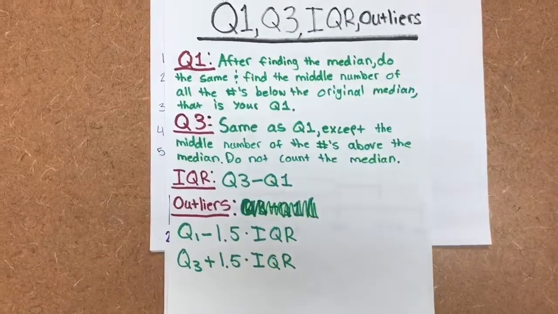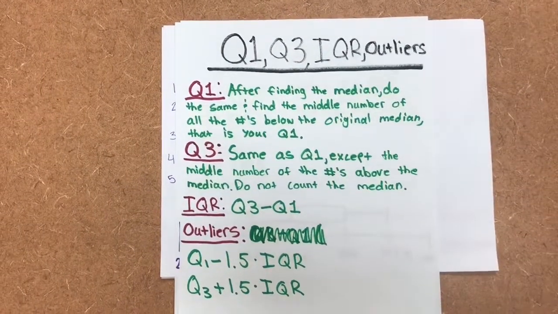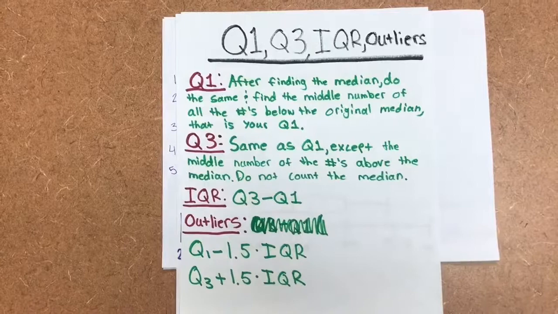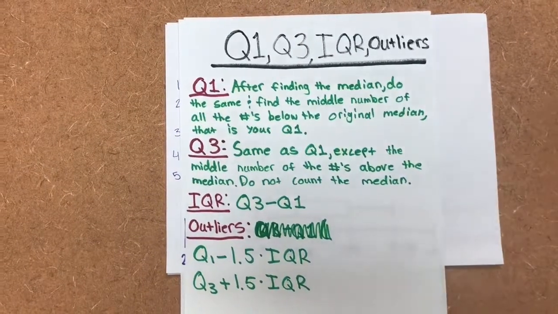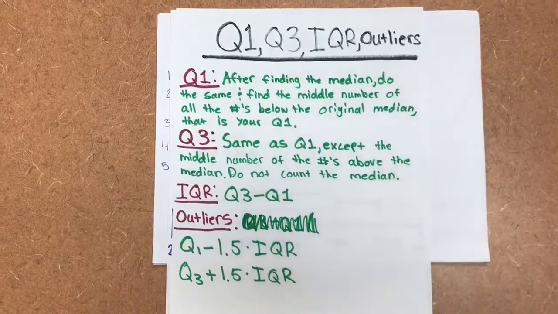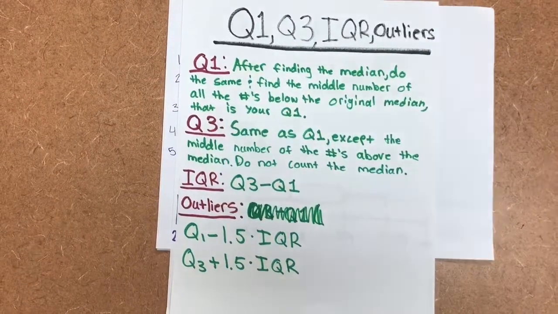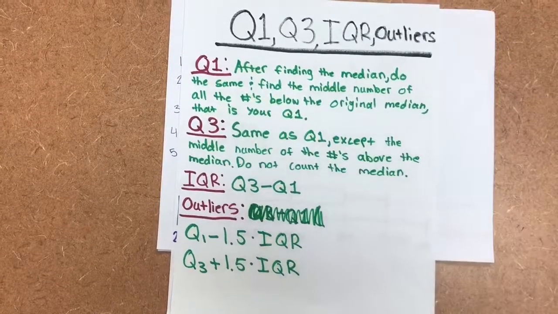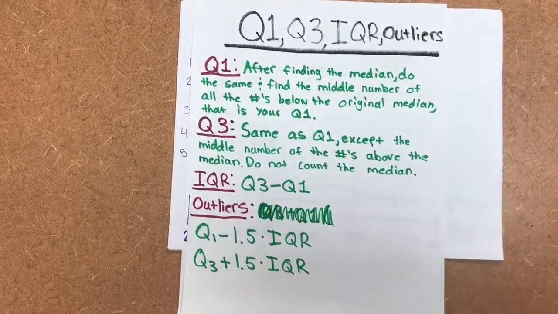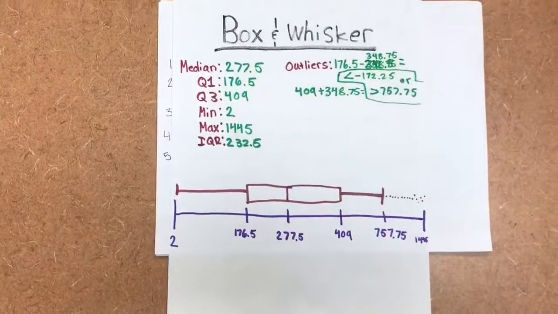Next. So Q1, all you do is count down below the median, find that middle number, that's Q1. Go above the median for those upper values. Do not include the median, count to the middle, that's Q3. IQR is just the range of Q3 minus Q1. Outliers: 1.5 times the IQR. You subtract that from Q1, anything below that is an outlier. 1.5 times IQR plus Q3, anything above that is an outlier for quartile 3 in the upper range of numbers.